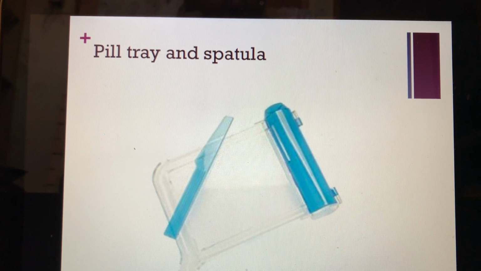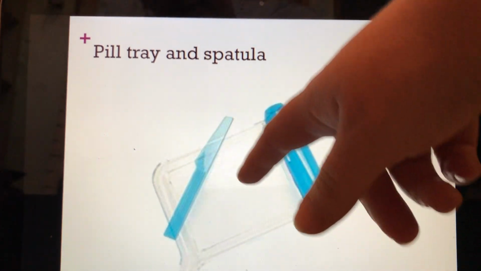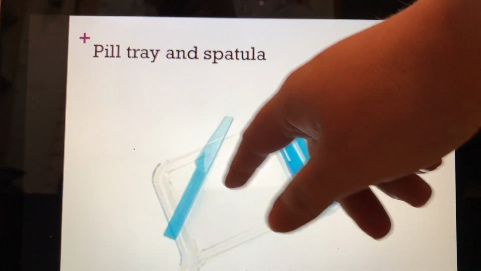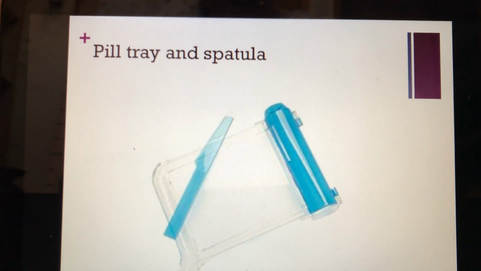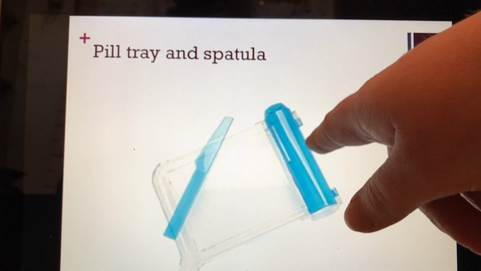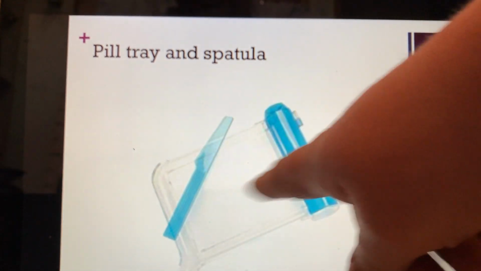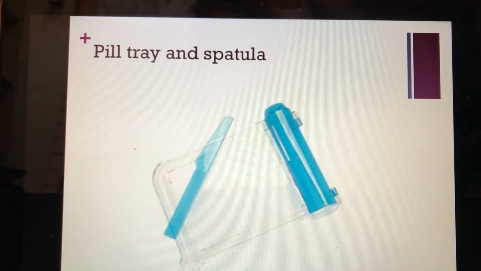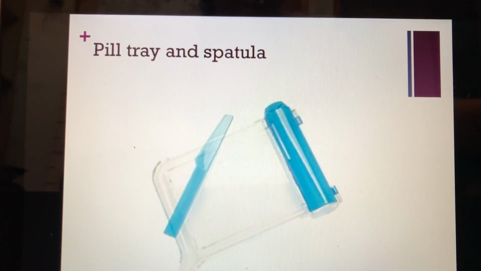So what we do with these pill trays, we would pour some of the medication from the manufacturer bottle onto this main flat part of the tray. And then we can flip this part open, and it's like a little ditch in here. We can use the spatula to slide over the number of pills into that ditch. Typically when I'm counting pills, I count by 5s.